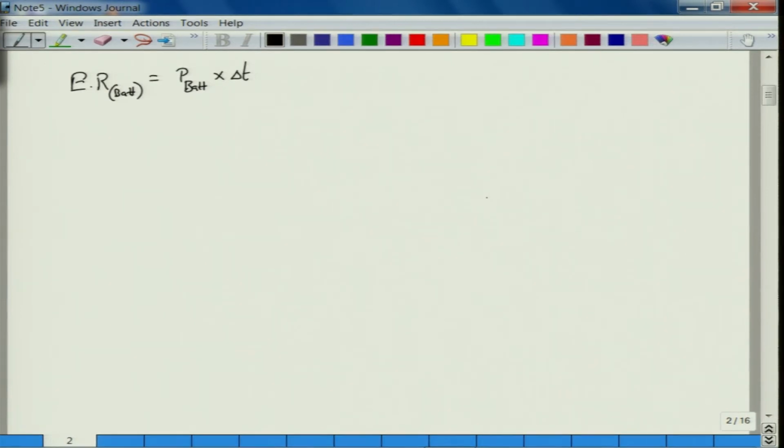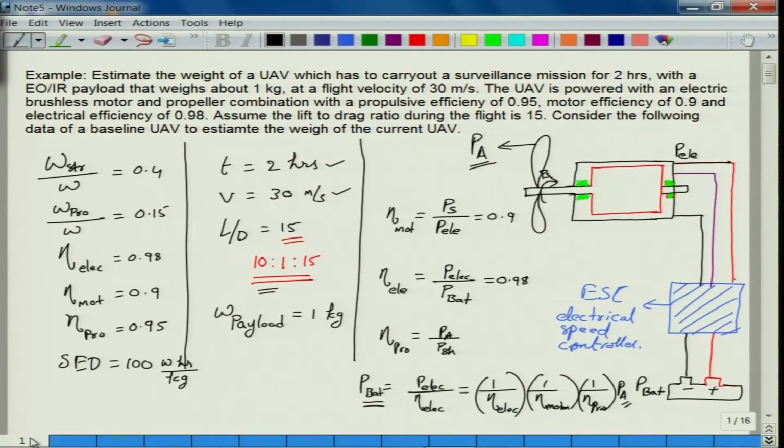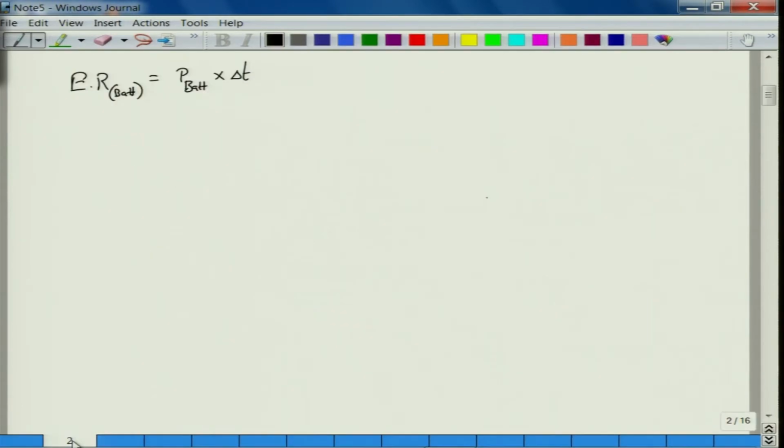Okay. So, this is what will help us to know what is the energy required by the battery. Now, once you know the energy required by the battery, by using the definition of specific energy density, right. So, what is specific energy density? Specific energy density is the amount of energy stored in a battery per kg, right. So, that is watt hour per kg, weight of battery.